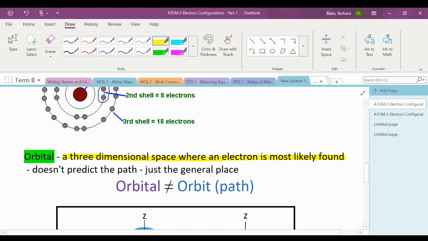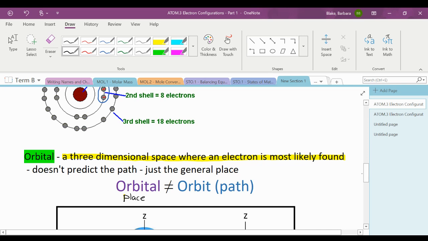Instead of trying to assign exactly your specific spot, we just say you are in a sphere. So during the school day, if I know that during first hour you are in room 452, that means I can find about where you're at, but I don't necessarily know exactly where you're at. So instead of giving paths, we have areas of space around the nucleus that we refer to as an orbital. And that orbital doesn't predict the path, it just gives me a place where electrons are most likely going to be found.